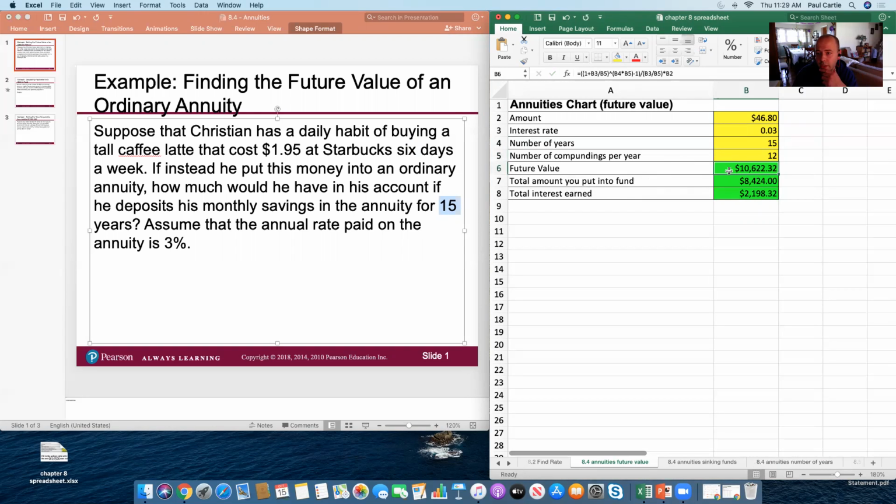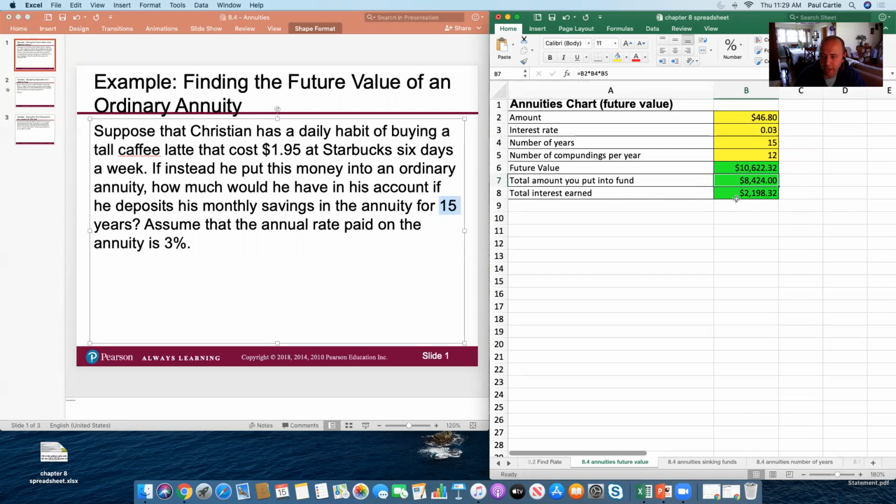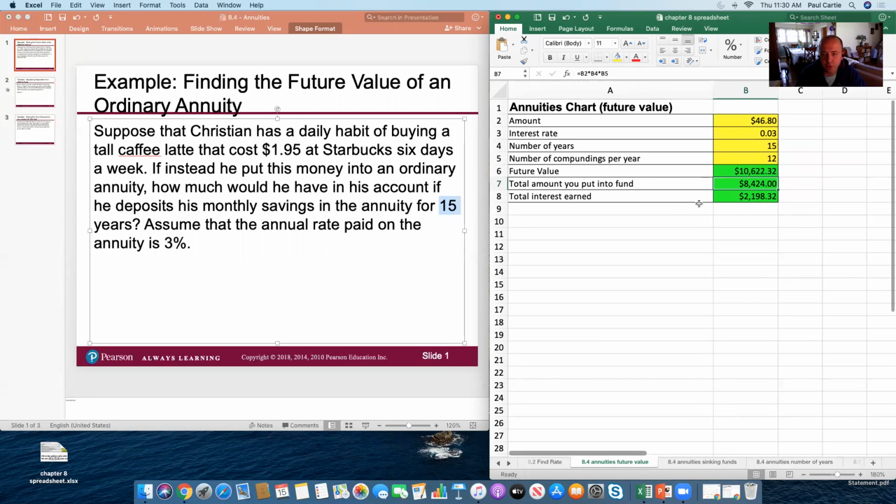And holy cow, he's got 10 grand just by skipping Starbucks for 15 years. At the end of 15 years, he has $10,622.32. That's pretty awesome. The amount that he deposited, Christian, was $8,424, and the total interest is $2,198.32. Okay, so that's how you use this first tab of the spreadsheet to answer that type of question.